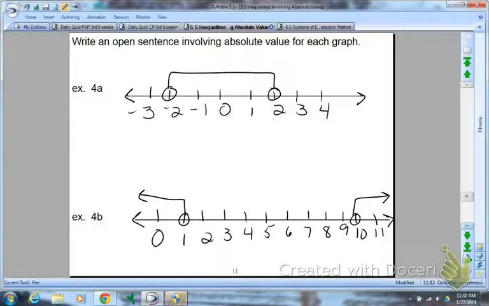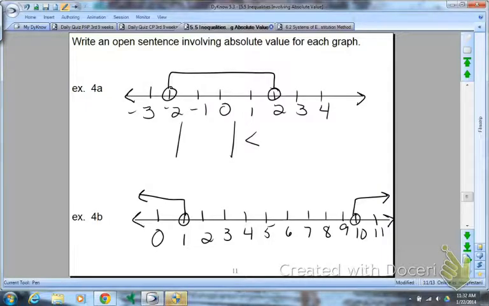We see the graph. For example, 4a, it's numbers between -2 and 2. What is right smack in the middle? What number is in the middle of this graph? 0. It's always going to be an absolute value. First, is this a less than or a greater than? Remember, when they come in together, they're what? It's an and, which is a less than. So I know it's going to be a less than. Is it going to be less than or equal to, or just less than? Less than, because it's an open circle.